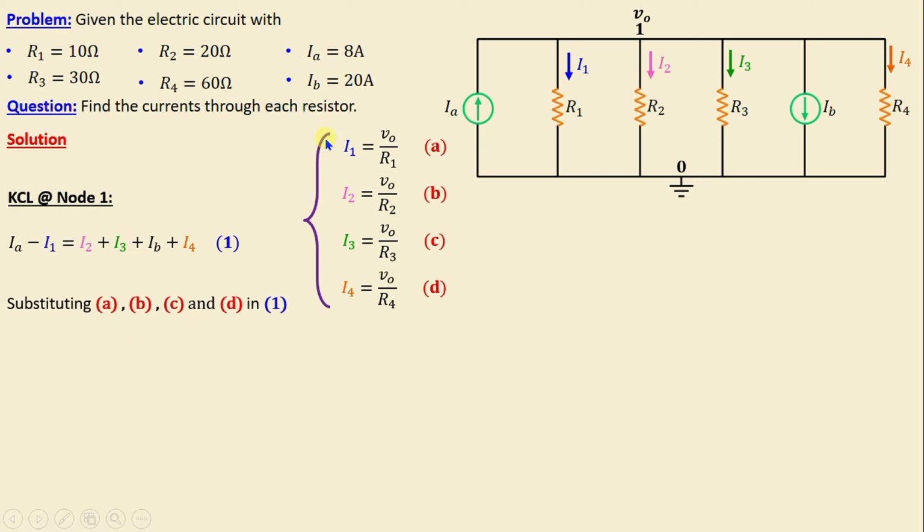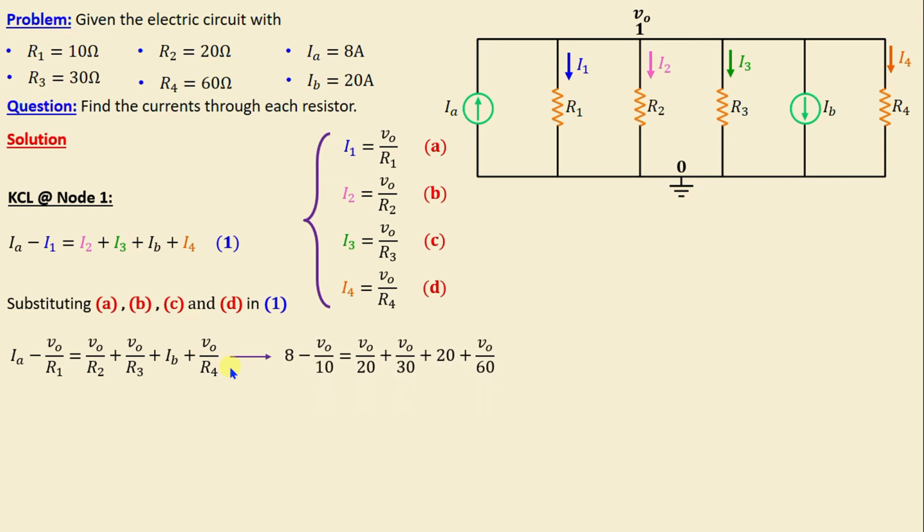By substituting now A, B, C, and D in 1, we can write IA minus VO over R1 is equal to VO over R2 plus VO over R3 plus IB plus VO over R4. And by replacing the currents and the resistors with their numerical values, we obtain this expression. And if we combine all the terms of this equation into a single denominator, we obtain the following expression.